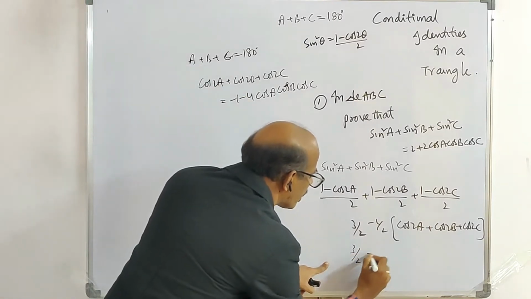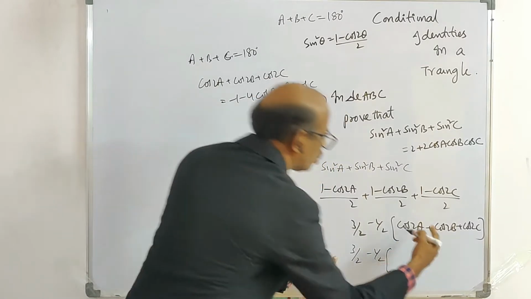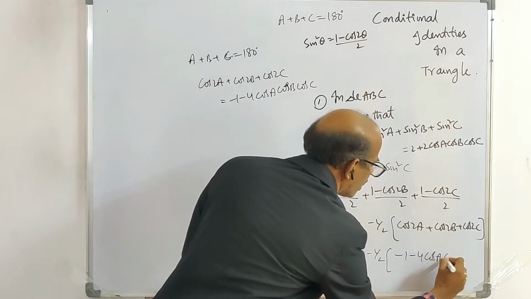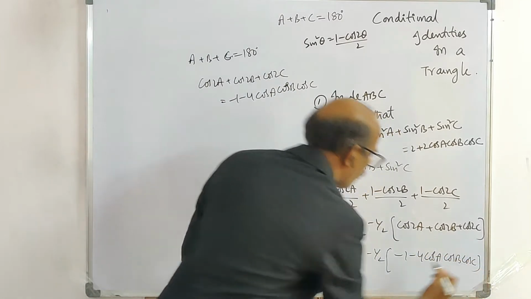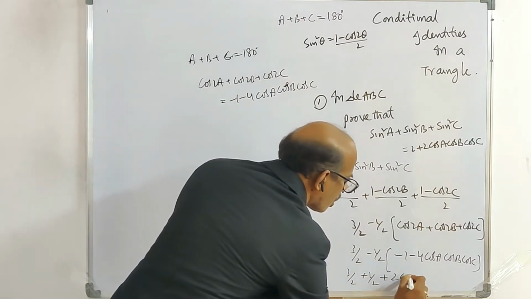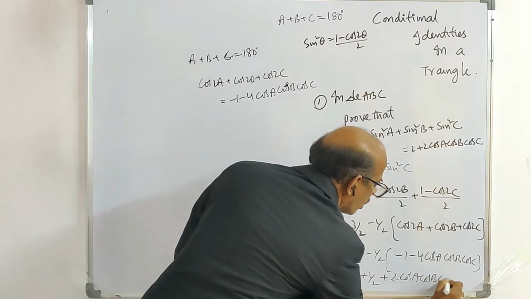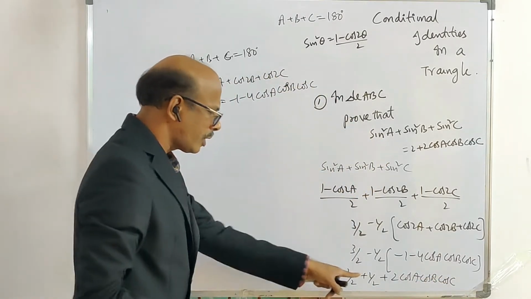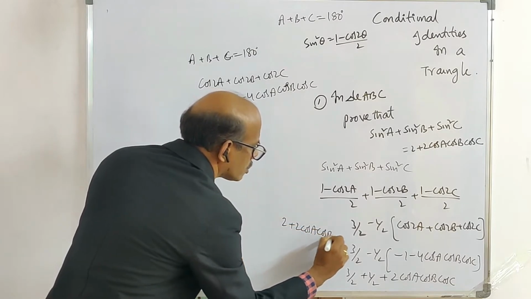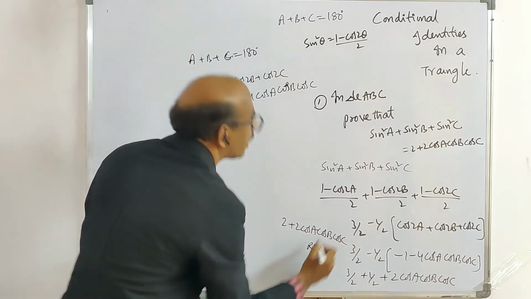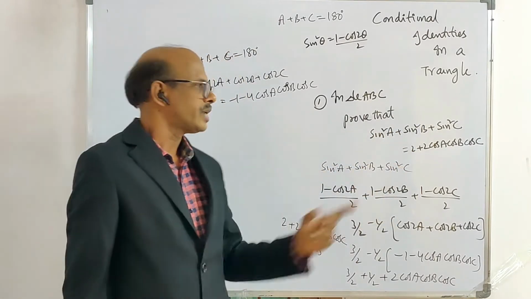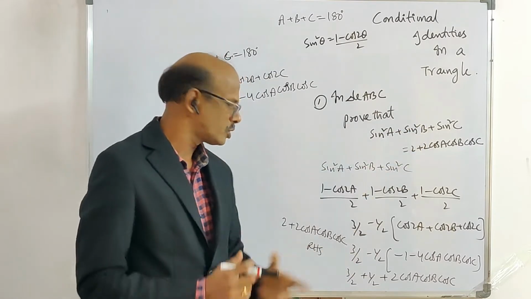Now I am going to use it directly here. Cos 2A plus cos 2B plus cos 2C in a triangle will be minus 1 minus 4 cos A cos B cos C. Further simplification, it will be 3 by 2 plus 2 cos A cos B cos C. I think you catch my point. 3 by 2 plus 1 by 2 is 4 by 2, which is 2, plus 2 cos A cos B cos C. I think that is the right hand side. If you observe, sin square A plus sin square B plus sin square C equals 2 plus 2 cos A cos B cos C.